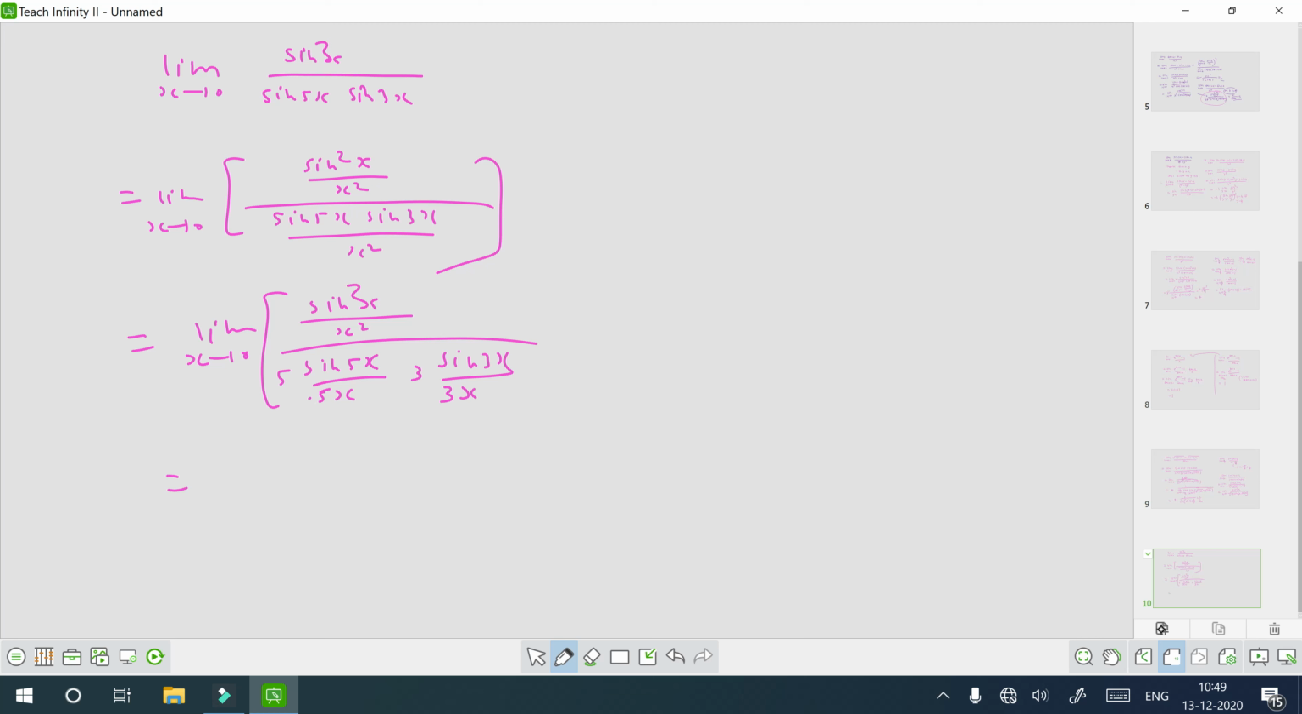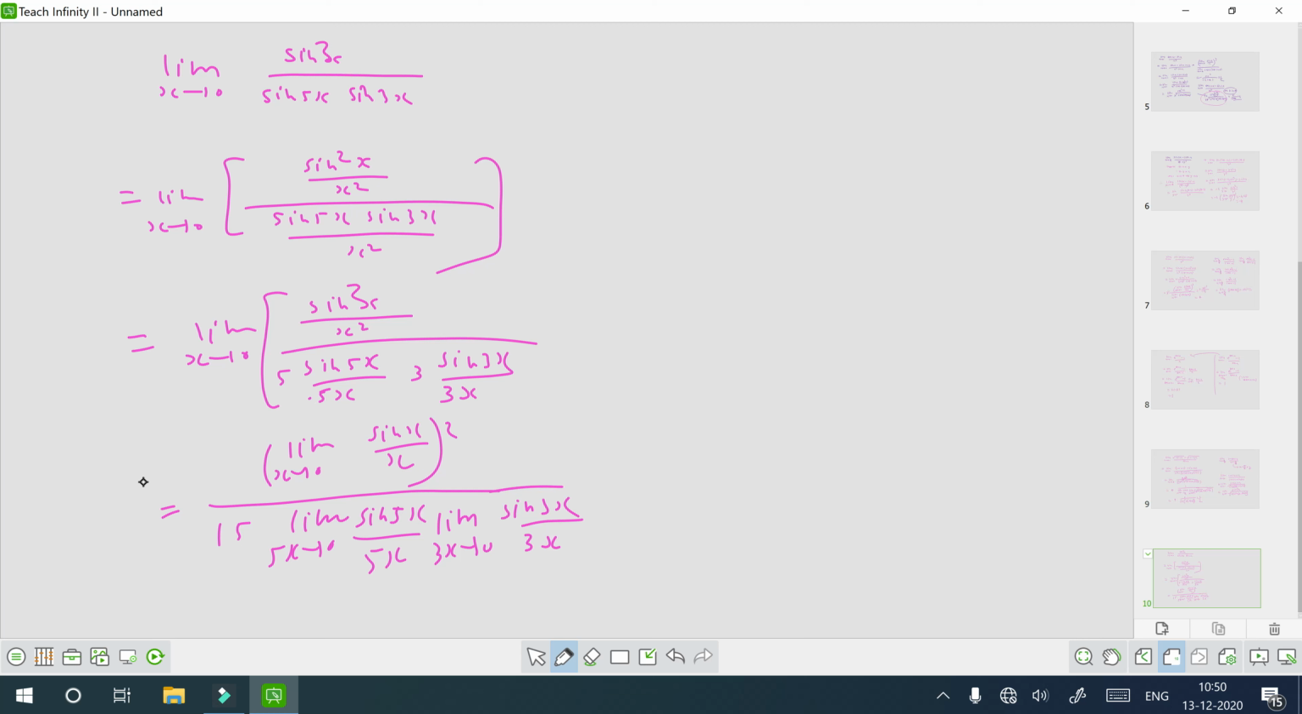Clear? So limit x tends to 0 sine x over x whole square. In the denominator quantity 5 threes are 15 common. Limit 5x tends to 0 sine 5x over 5x, limit 3x tends to 0 sine 3x over 3x. Agree with me? Yes. So that is equal to 1 square over 15 into 1 into 1. So the answer is 1 by 15. Clear? In this way we can solve this type of sum also.